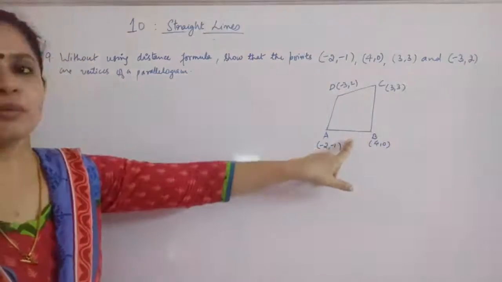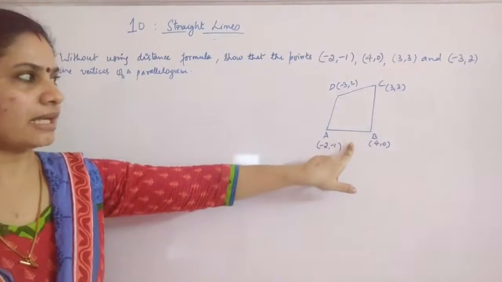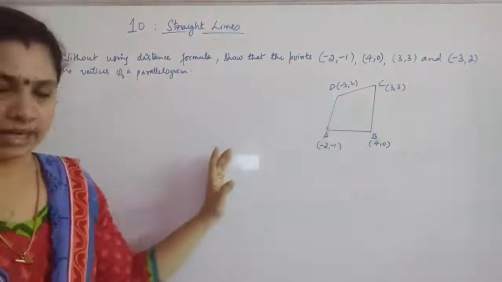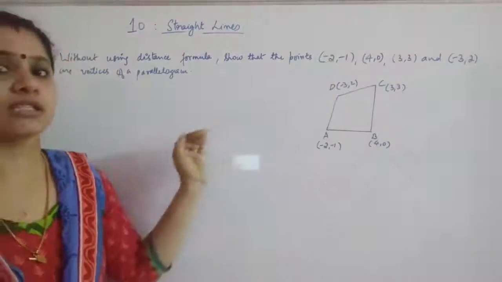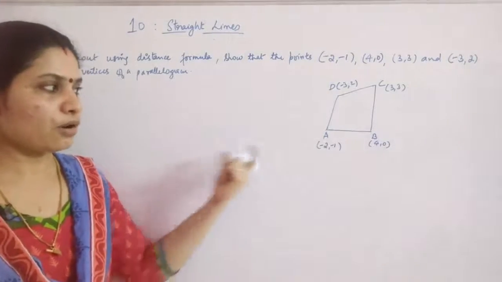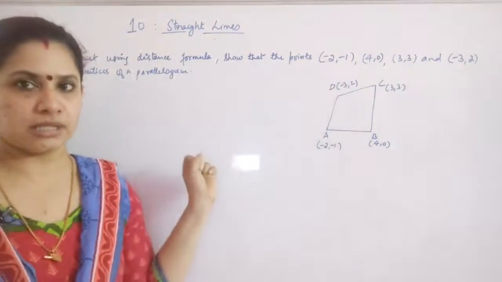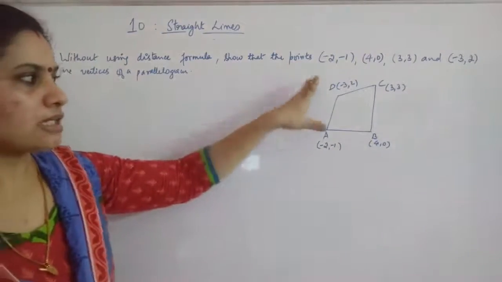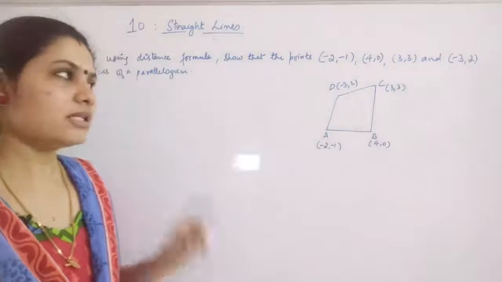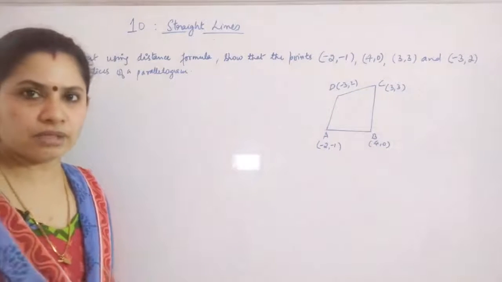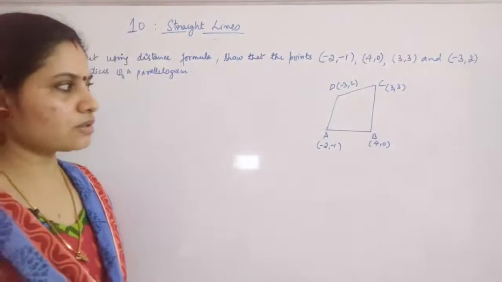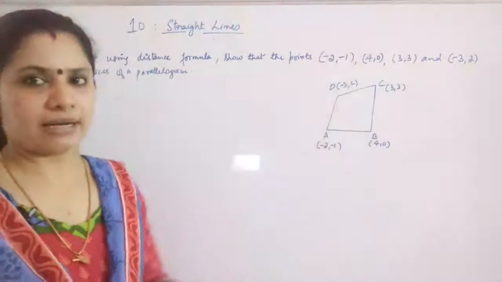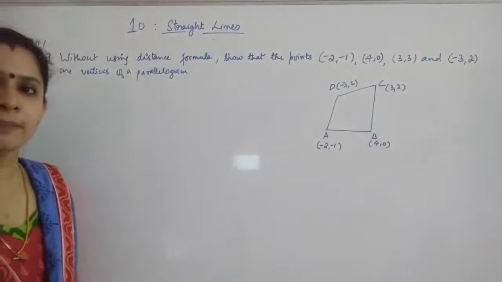We will just take the slope of each line, find out the slope of each line AB, BC, CD and AD. And if you are getting the pairs of opposite sides with equal slopes, that is, the slope of AB is equal to the slope of CD or DC, and the slope of AD is equal to the slope of BC, then you can say that the slopes are equal. The slopes are equal when the lines are parallel. So you get 2 pairs of parallel lines, that means ABCD becomes a parallelogram.